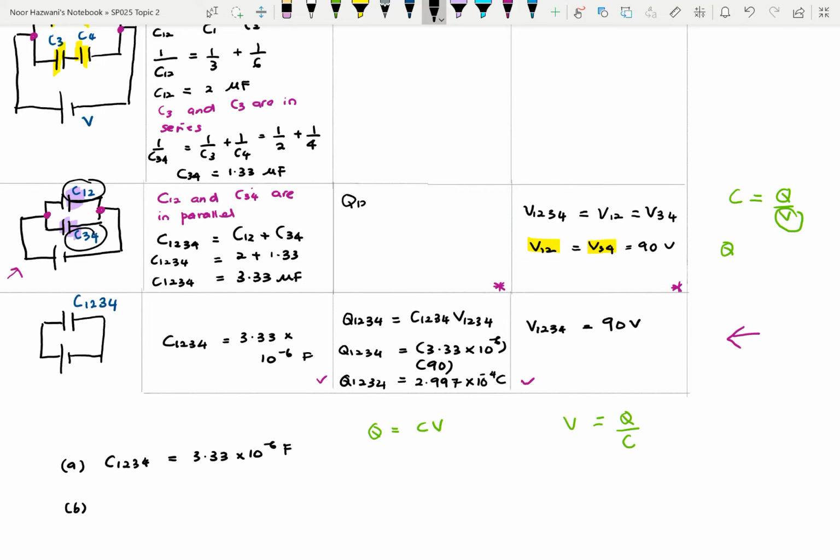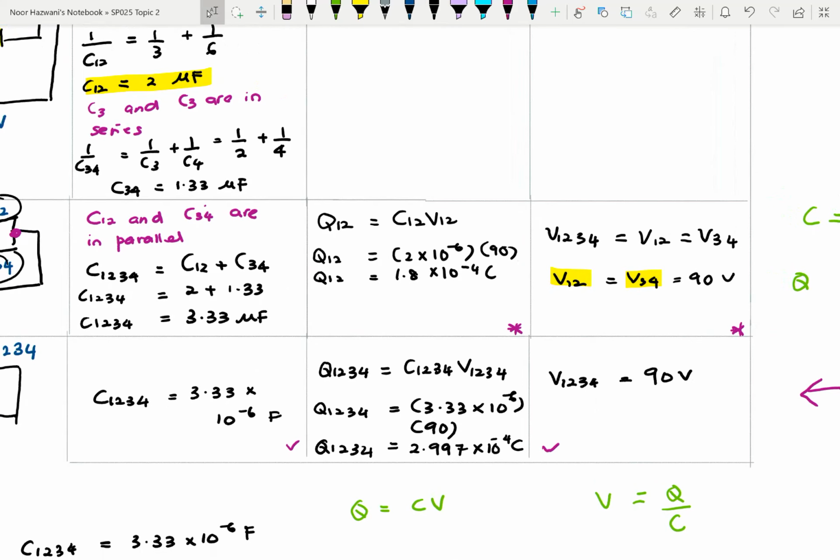Okay, Q12 which is equals to C12 V12. So Q12, C12 you dah dapat di sini. So you masukkan sahaja, tapi jangan lupa tukar kepada nilai SI lah. V12 adalah 90. Okay, so Q12 adalah sama dengan 1.8 times 10 power of negative 4 coulomb. Okay, kita dah dapat Q12 dan kita proceed kepada Q34.